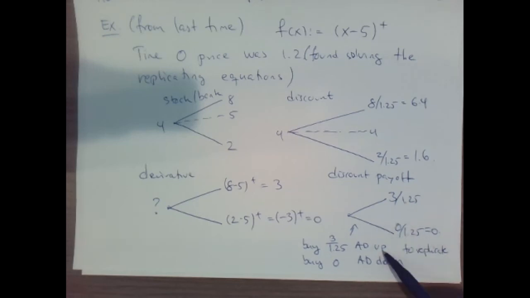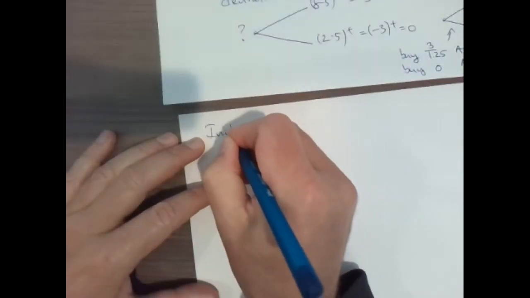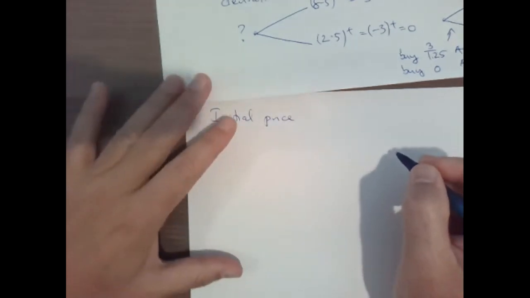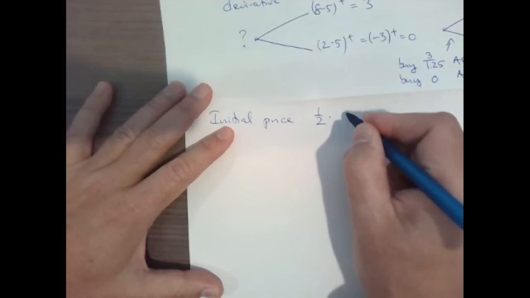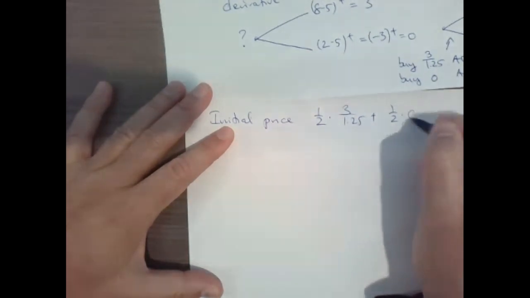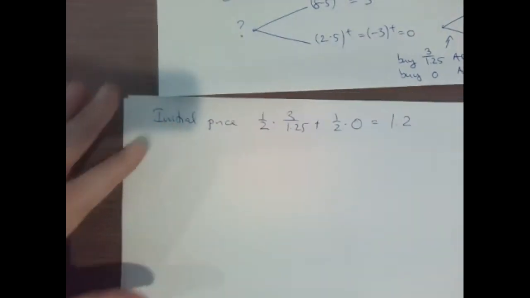So that matches up. And this becomes much easier, because then what is the initial price? Well, it costs a half each, right? So this is a half times 3 divided by 1.25 plus a half times 0. Surprise, surprise, 1.2.